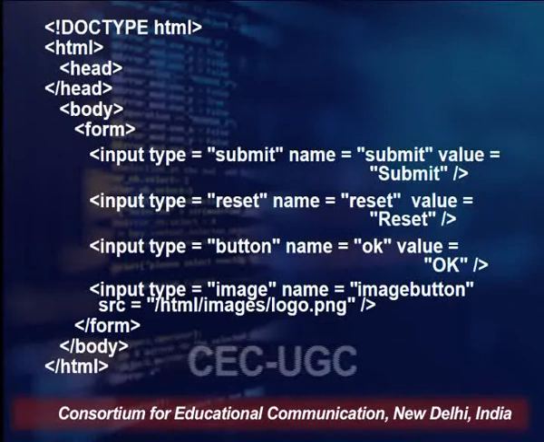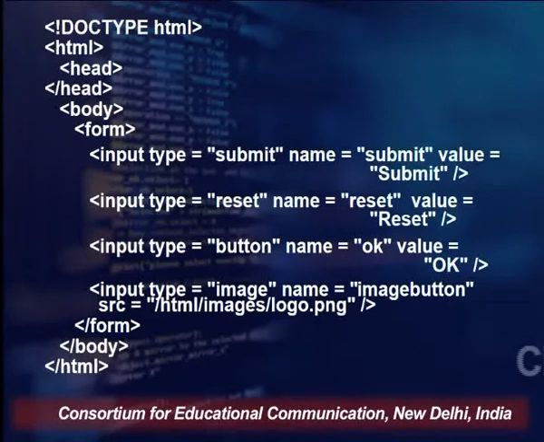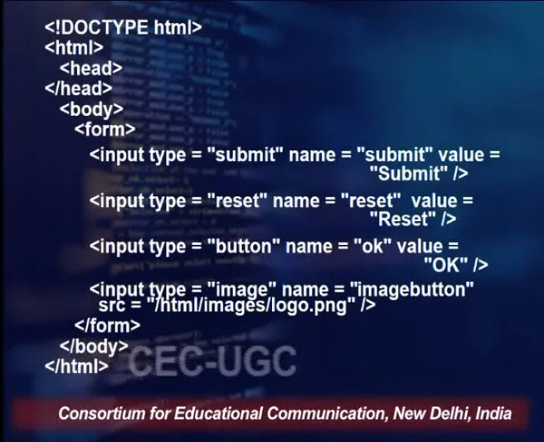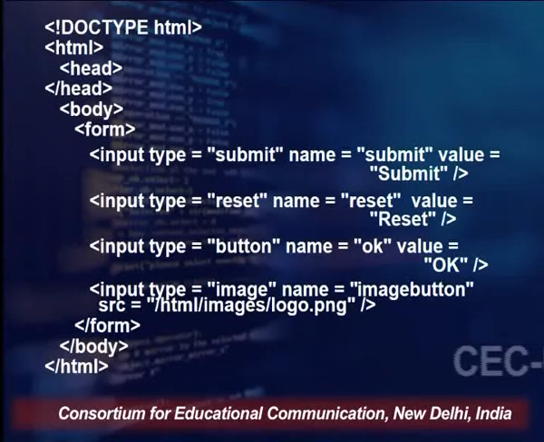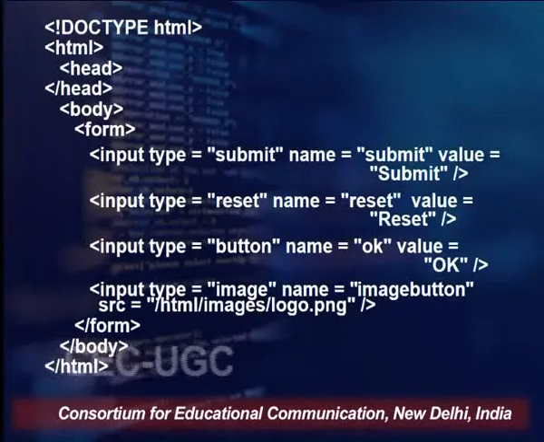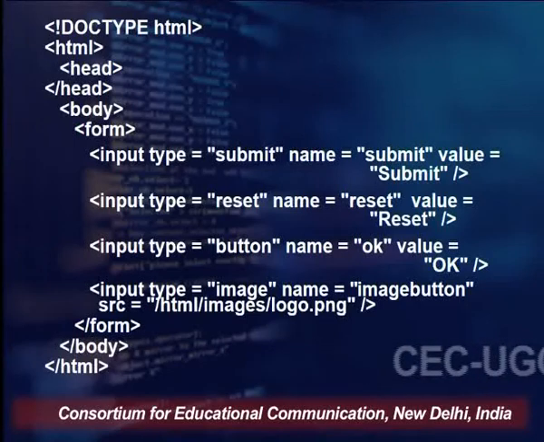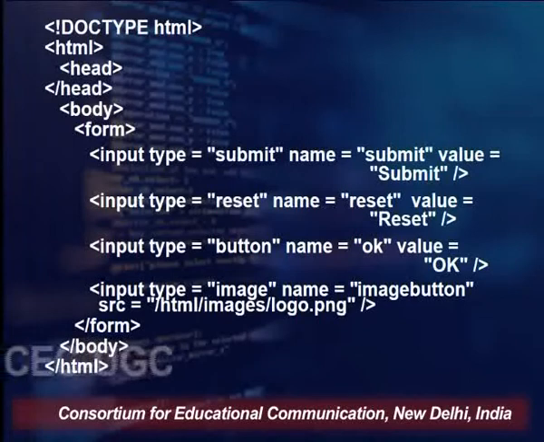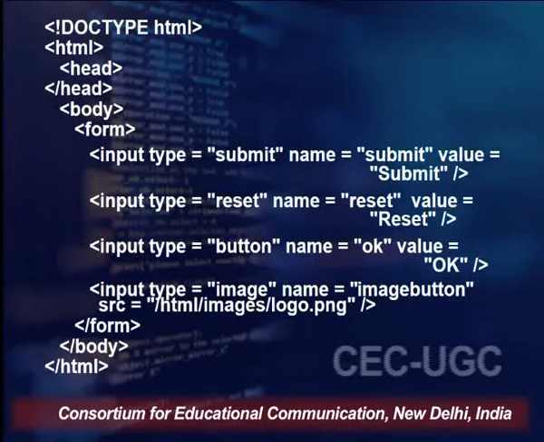Then we have input type equals reset, name equals reset, value equals reset. Then we have input type equals button, name equals OK, value equals OK. Whatever is written inside the value, which is OK in capital letters, will be displayed on that particular button, and we need to control the clicking event of this particular button by using a client side script.